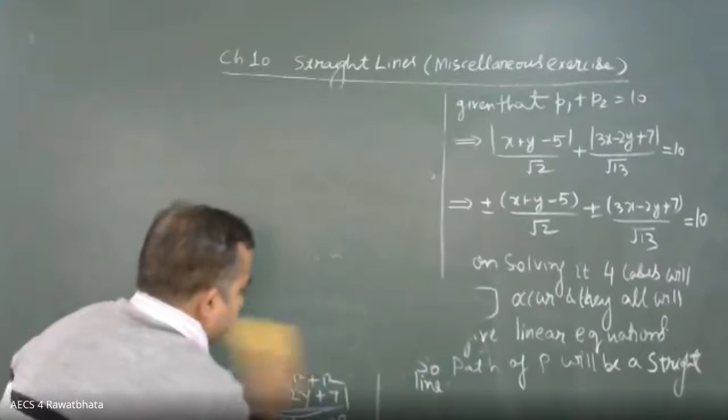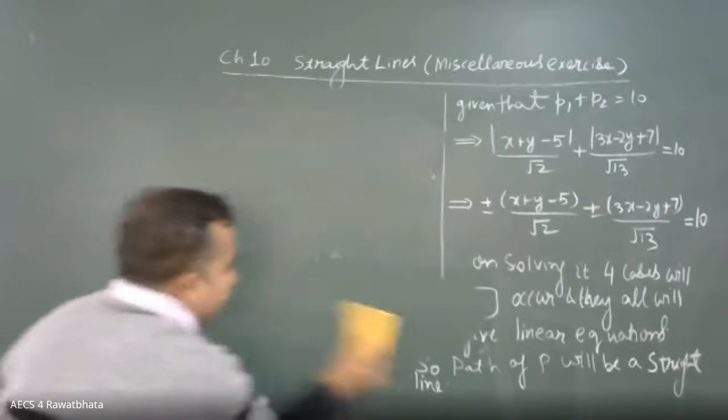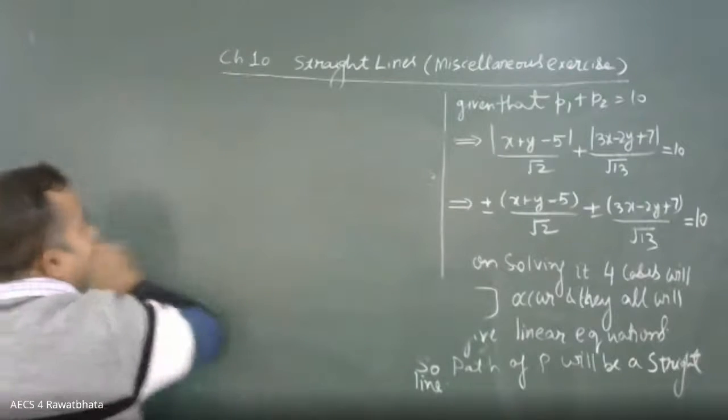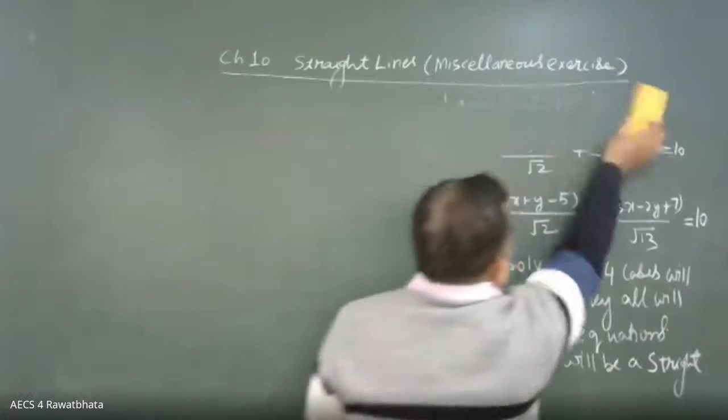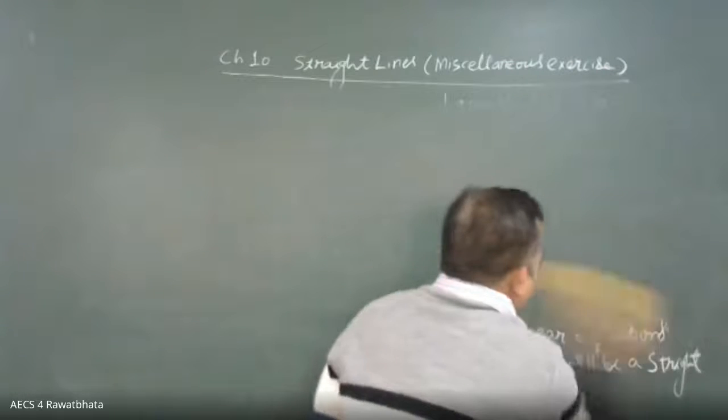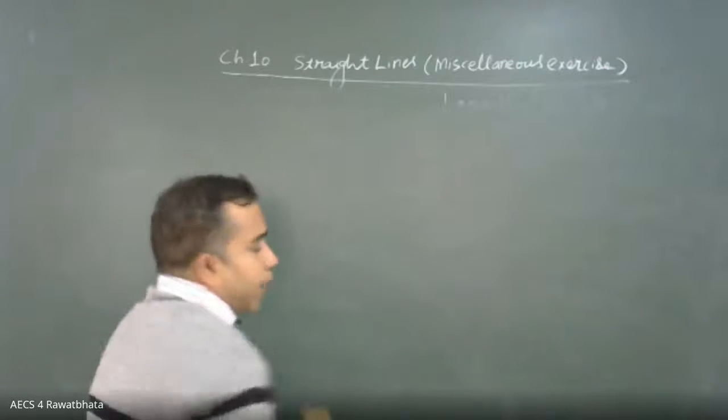1 minute. Yes, 1 minute are there. Equidistant from two parallel lines. Equidistant. Let me draw the figure first. So there are two parallel lines.